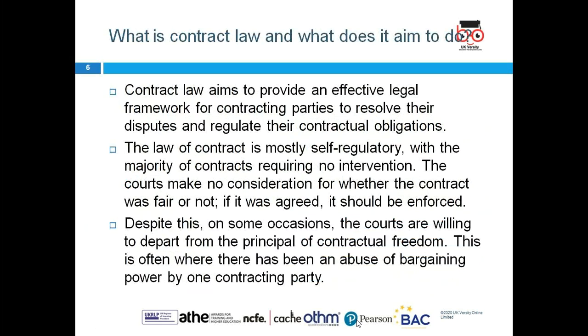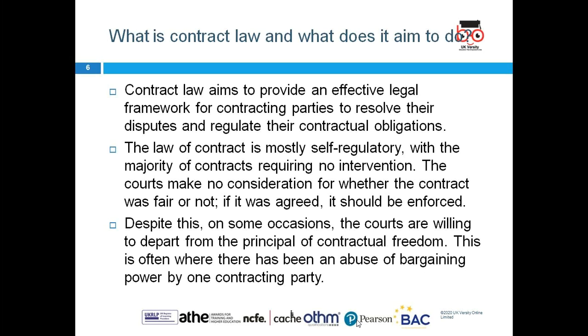Contract law aims to provide an effective legal framework for contracting parties to resolve their disputes and regulate the contractual obligations. It is self-regulatory, with the majority of contracts requiring no intervention. The court gives no consideration to whether the contract was fair or not. If it was agreed, it should be enforced. It doesn't matter whether it was £500 or £10,000, but you agreed and you were sound minded, you can understand it.